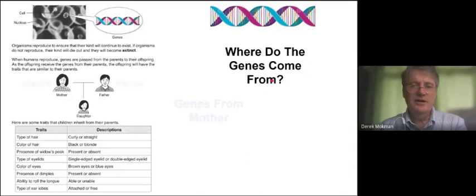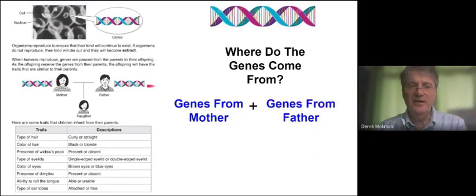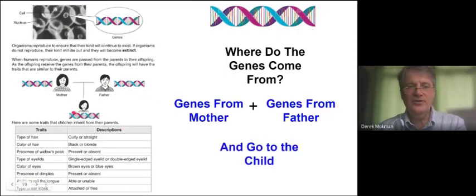So where do genes come from? As we said, genes from the mother, and you can see the DNA from the mother here, and genes from the father, and here you can see the DNA and the genes from the father here. So genes from the mother, genes from the father come together and go to the child. And these genes are half from the mother and half from the father.